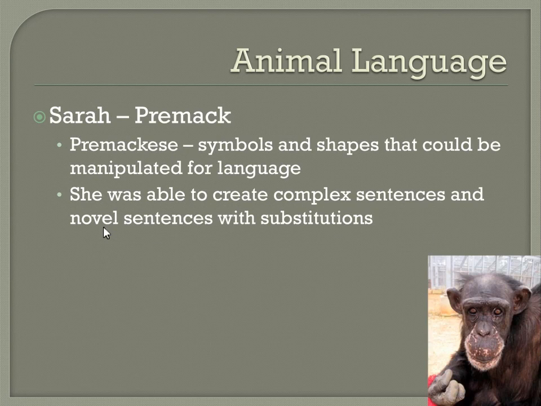And so Sarah was a chimpanzee, don't quote me on this, that worked with Premack, if you've heard the Premack principle, same guy, and came up with Premackese, because name things after yourself, where the idea is that symbols and shapes can be manipulated for language. She had this symbol system, I think it was ASL, and was able to create some complex sentences and some novel sentences with substitutions. Like, "I like ice cream" would be a sentence that she had learned, but she could also say "I like cheese" and substitute the noun, or "I eat ice cream" would be substituting the verb.